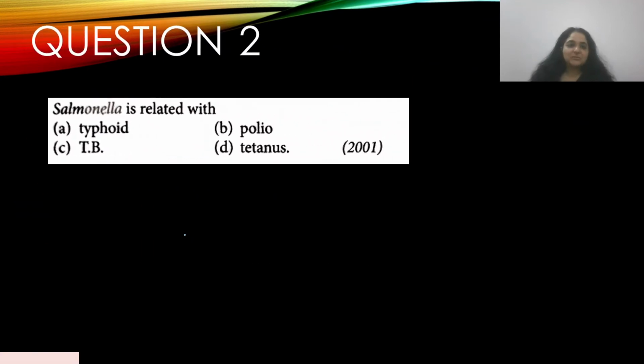All right, so question number 2. Salmonella is related with, and this appeared in 2001. You have A, typhoid, B, polio, C, TB, and D, tetanus. Salmonella is related with typhoid. Okay, we discussed that in part 1, where I've discussed typhoid in a little detail. This was simple, this was pretty direct. So if you watched part 1 and you've taken down notes and you've studied your NCERT, then this should be very easy to answer. So the answer is A.